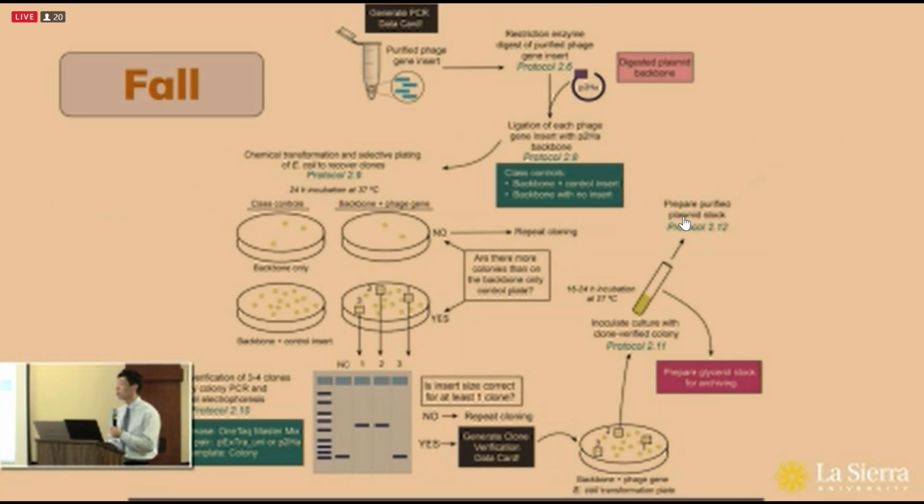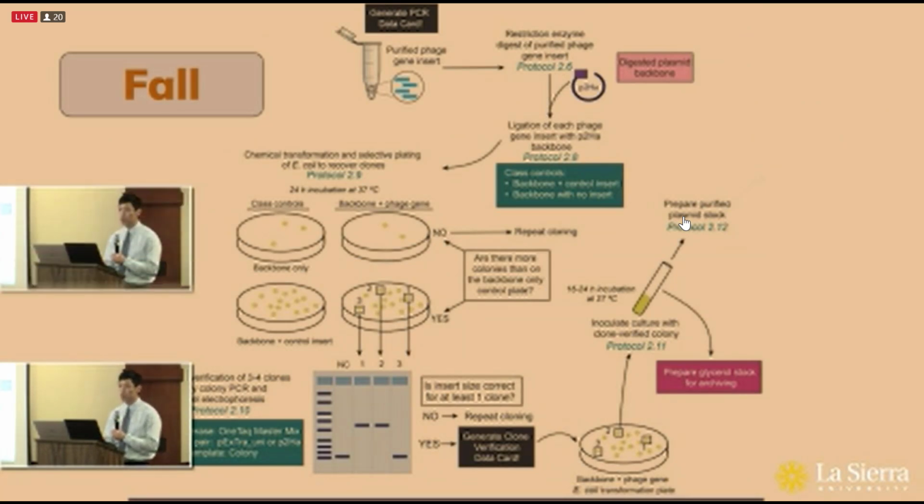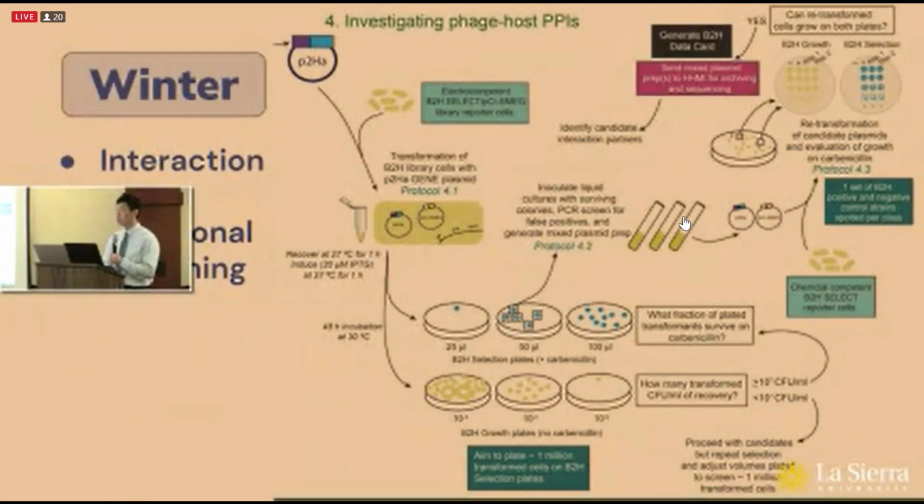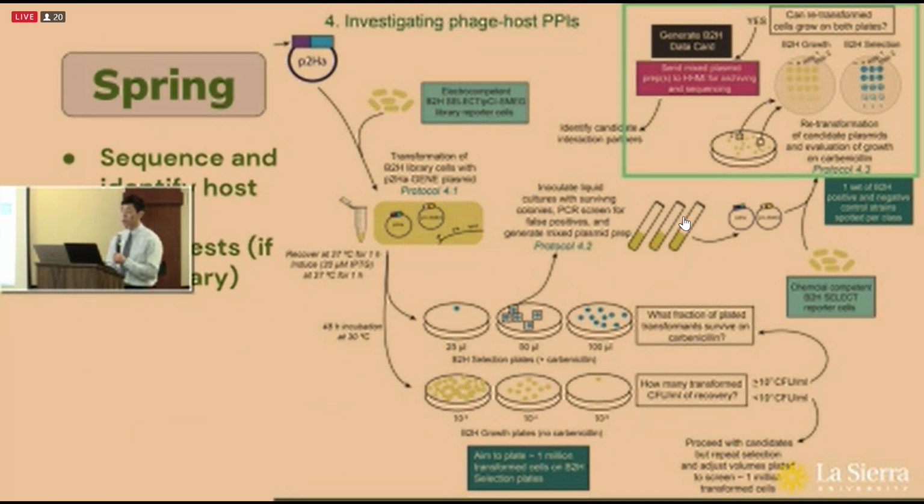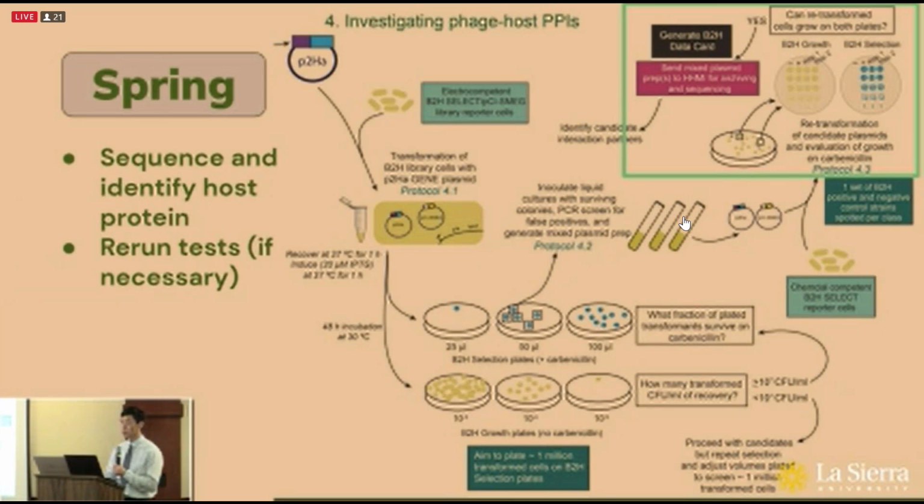In the winter, I hope to be doing the interaction assays for all 4 of my genes, and in the spring, I hope to be at the part where we are identifying the host bacterial protein that had interacted, as well as any tests that need to be completed. And hopefully by the end of this quarter, I'll have all the data needed to present my full project.